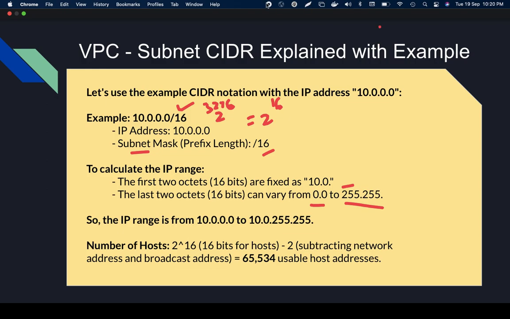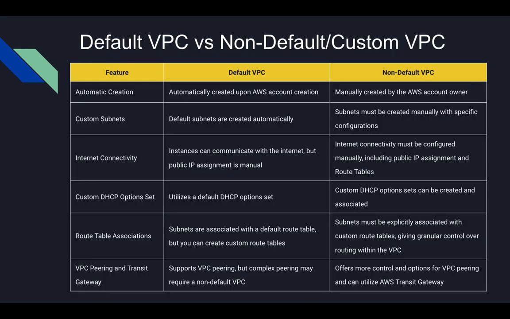Okay. Some more important topics: default VPCs and non-default or custom VPCs. Whenever you create your AWS account, a default VPC will be created, and non-default or custom VPCs are the ones you create yourself. But there is a difference between the default VPC and the non-default VPC. You can directly utilize your default VPC, but there are not many customizations you can make on the default VPC.